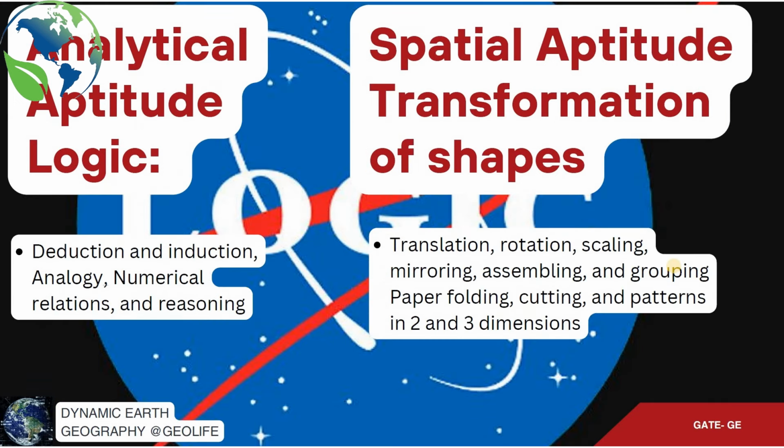And analytical aptitude, that is the logic section, will have deduction and induction methods, analogy, numerical relations, and reasoning. And the final subsection, spatial aptitude: transformation of shapes, which has translations, rotation, scaling, mirroring, assembling, and grouping. Then paper folding, cuttings, and patterns in 2 and 3 dimensional. These are all logical aptitude questions that you need to answer in the common paper. Just remember, you need to answer all the 10 questions, but be careful about the negative markings.